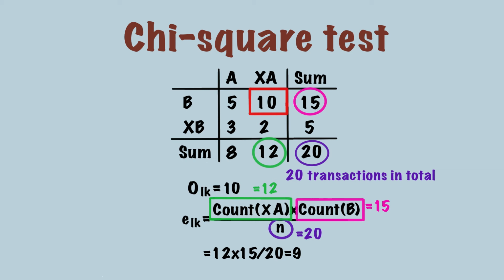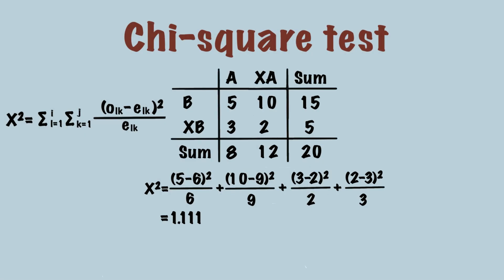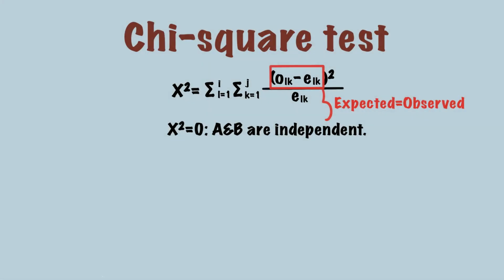I hope you now see the calculation is not difficult, but you have to repeat the process many times. The last step is to plug the observed and expected frequencies into the formula. Here's the answer we got. The chi-square statistic for this dataset is 1.111. So, what does this number mean? We start with the simplest scenario.